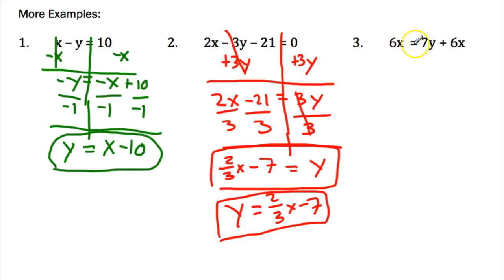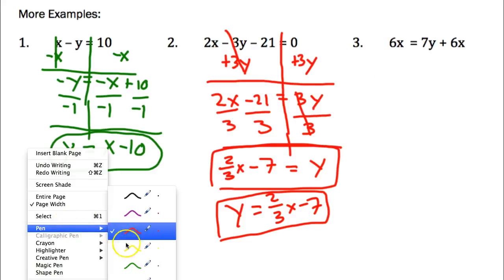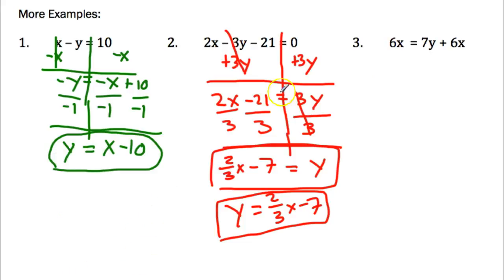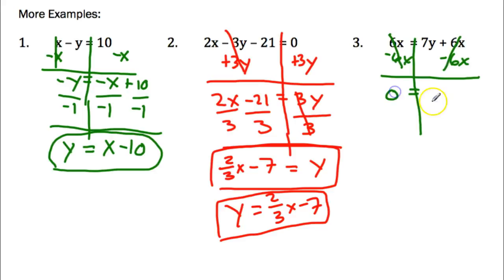This one over here, let's see. I'll draw my old line. Let me change the color of the pen, mix it up a little bit. How about green? So I can do a minus 6x and a minus 6x because I want to get the y by itself. That cancels because it's 0. Those cancel, so I'm left with 0 equals 7y.